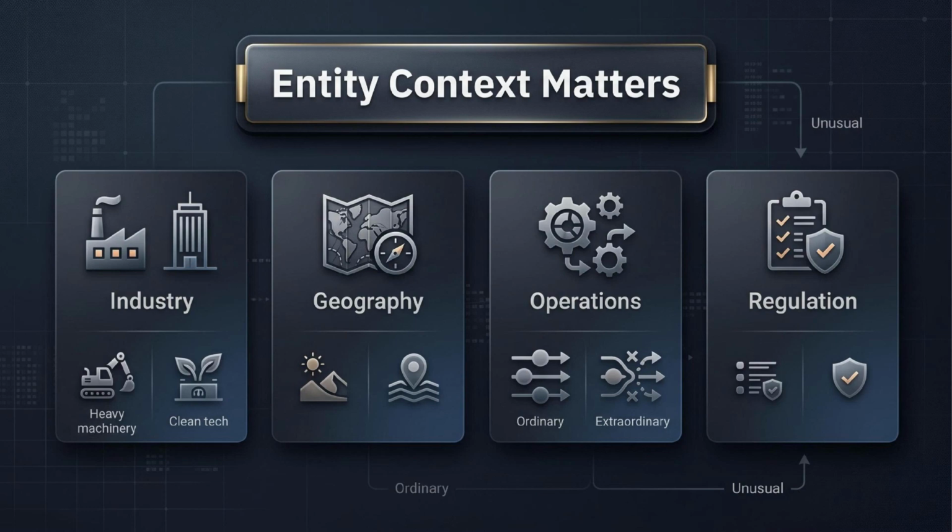A flood loss may be unusual in a historically dry region, but less unusual for a company operating in a known flood zone. Industry, geography, operations, and regulation all shape the judgment. In accounting, context is not background decoration, it is often the answer.